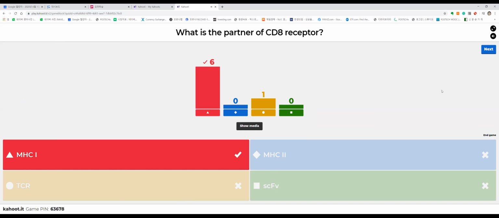Okay, very good. CD8 receptor makes a complex with MHC1. And how about the MHC2? MHC2 binds to what? CD4. MHC2 binds to CD4. Okay, that's the other partner. TCR is a T-cell receptor. This is a single chain Fv.